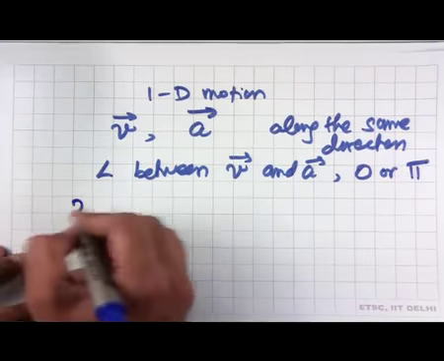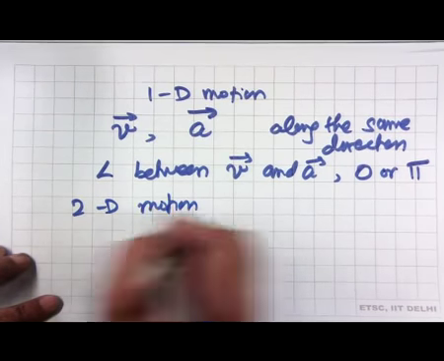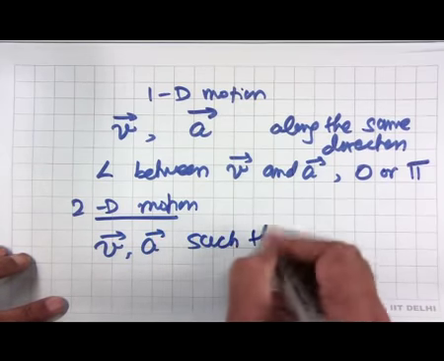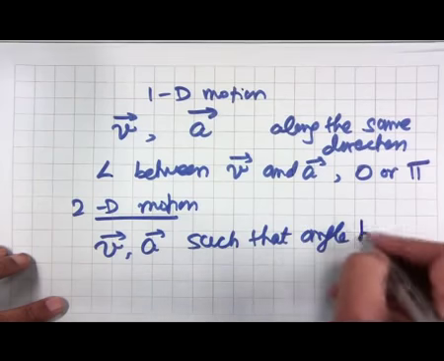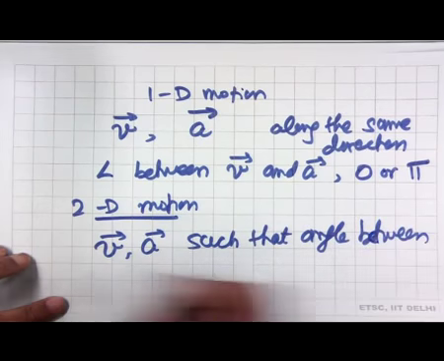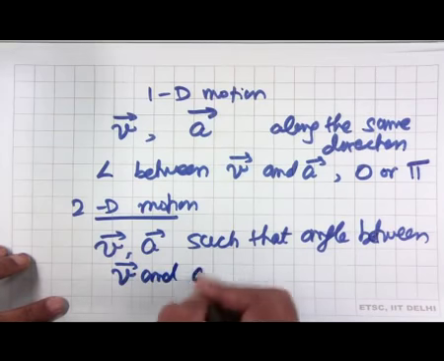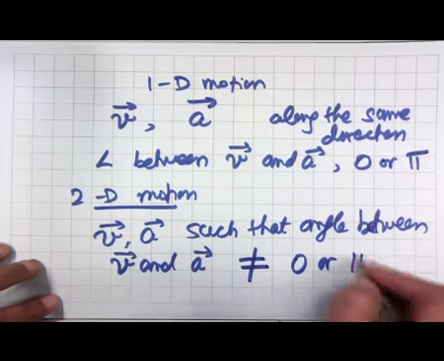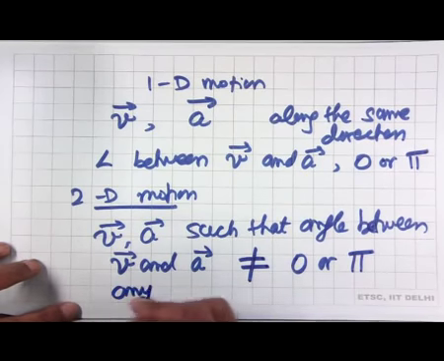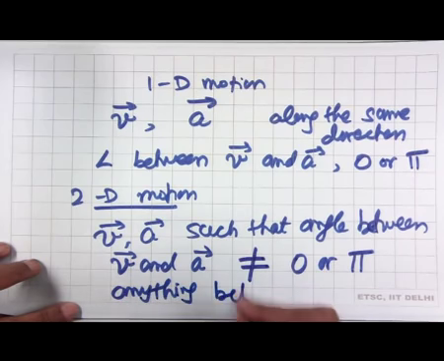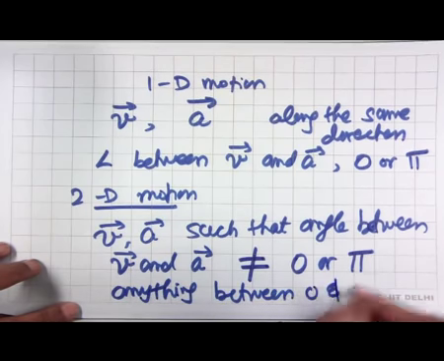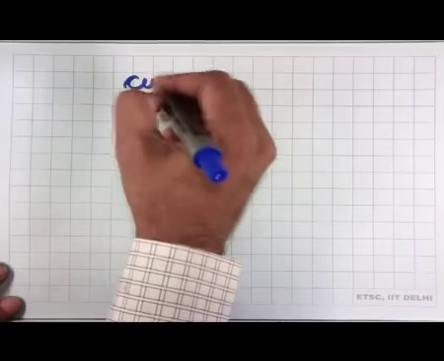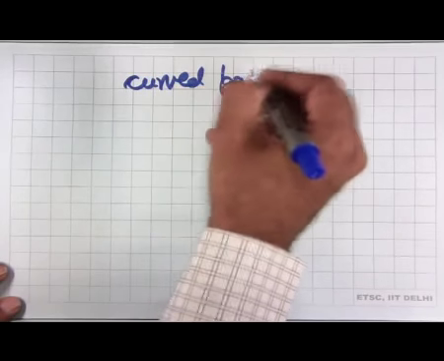But in 2D motion, we could have v and a such that the angle between v and a at any general instant will not be equal to 0 or pi, it can be anything between 0 and pi. And such a body in general will be moving along a curved path.